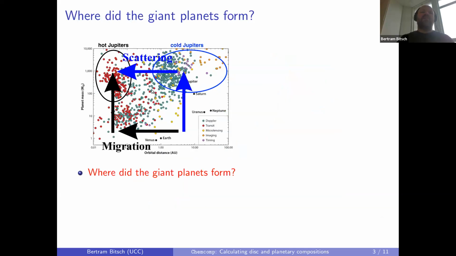And we can relate this to two main scenarios. The idea is you have maybe some cold Jupiters that you form in the outer regions of the disk, and then you scatter them inwards, where they become hot Jupiters by tidal circularization. Or you have maybe some planets where you form the planetary core in the outer regions of the disk, and these planets smoothly migrate inwards and accrete gas on the way to become the hot Jupiters.